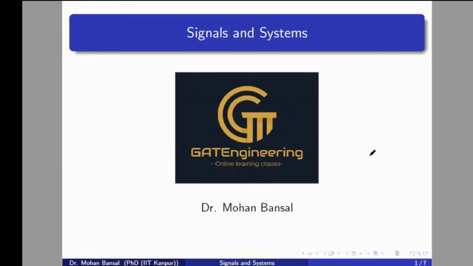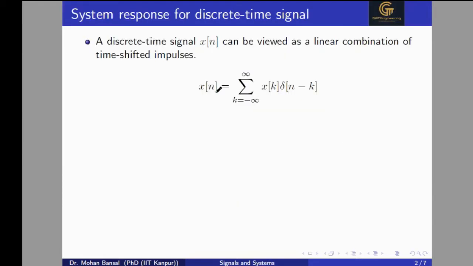In this video, we will discuss the convolution sum. First, we will see how we can represent the discrete time signal using impulse response. Any discrete time signal x[n] can be viewed as a linear combination of time shifted impulses.